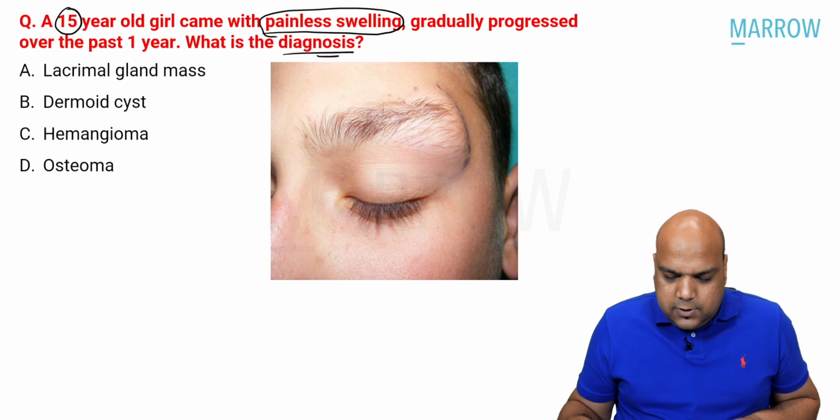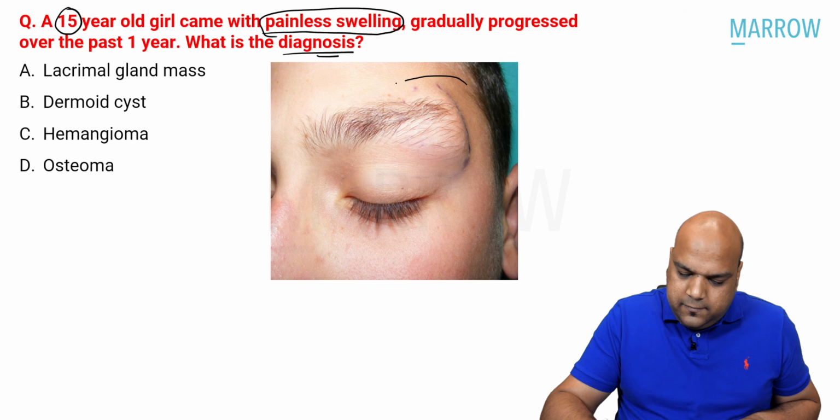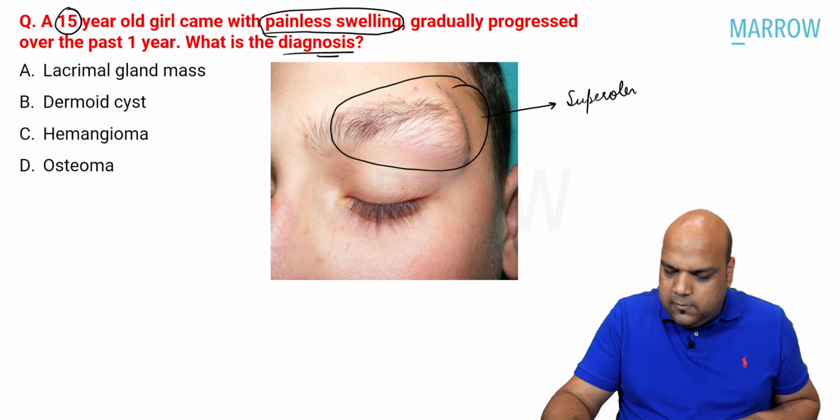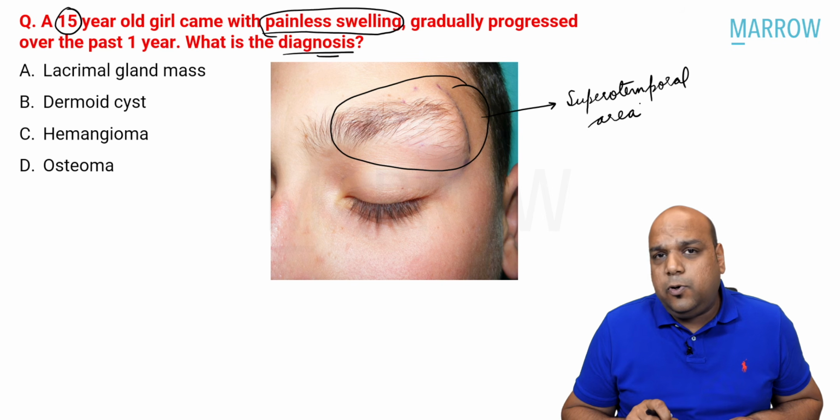So what does the image show us? The image shows us a painless swelling. This is the swelling. So I can say basically it is present in the superotemporal area. A swelling is being shown present in the superotemporal area.